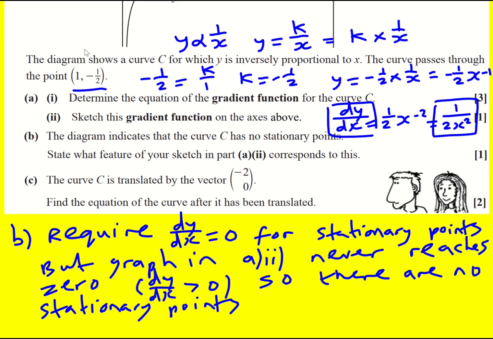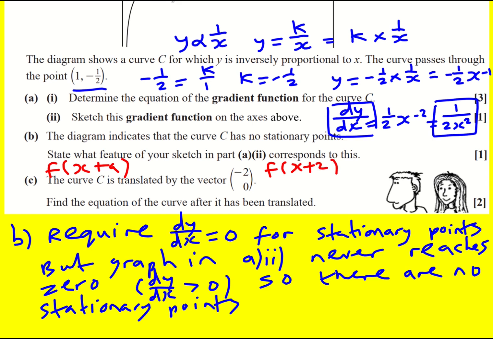Finally, we're told that C is translated by the vector minus 2, 0. That's 2 units in the negative x direction, or 2 units to the left, informally speaking. Find the equation of the curve. So if you do x plus a like that, then it would translate the curve f of x a units to the left. So actually, what we're going to get here is f of x plus 2 in function talk.